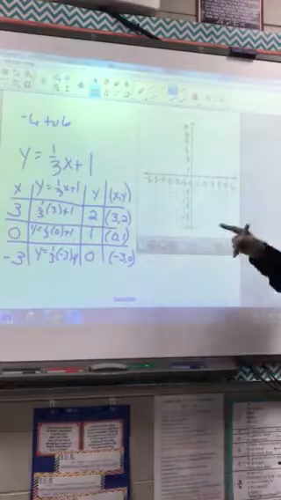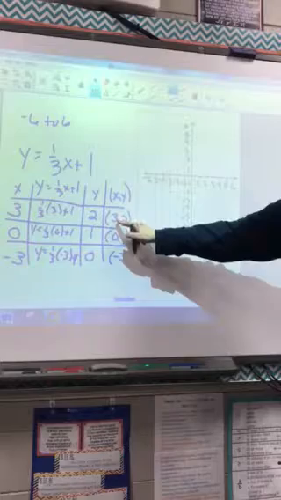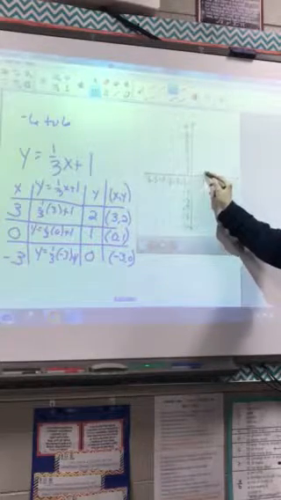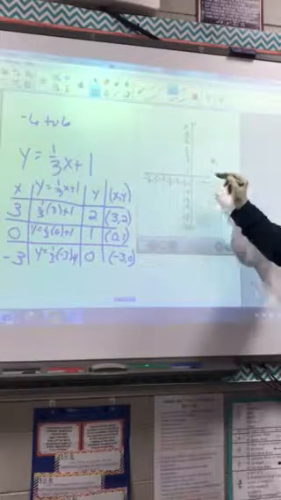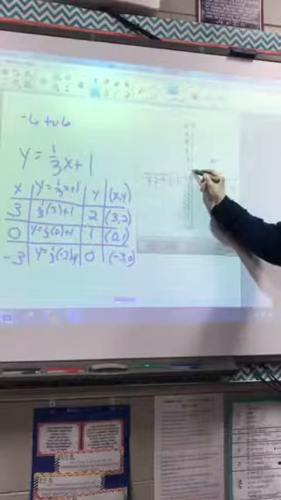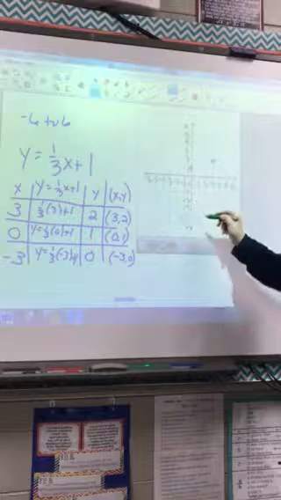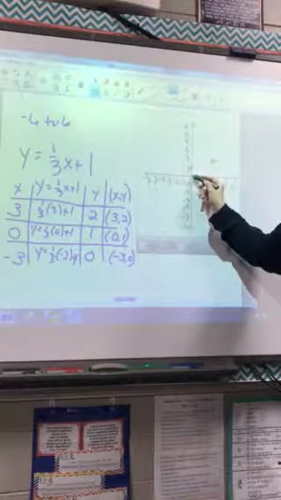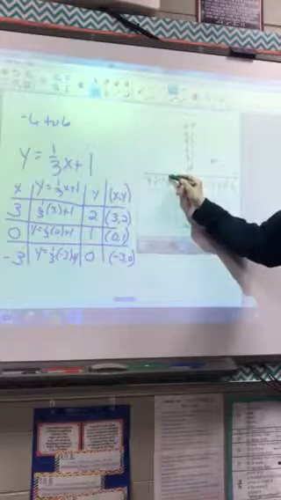All right, so now I'm going to plot my points. (3, 2): start at my origin, go to the right 3, go up 2, that's one of my points. (0, 1): start at my origin, I don't move right or left, but I go up 1. (Negative 3, 0): start at my origin, I go to negative 3, and then I don't go up or down.